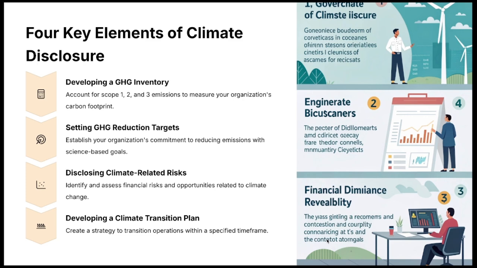Before we dive in, let's quickly walk through the 4 key elements that form the foundation of effective climate disclosures. We actually structured this presentation to cover all these 4 elements. First, we're going to start with developing a greenhouse gas inventory, which means tracking the organization's emissions across 3 scopes, which are scope 1, 2, and 3. We're going to cover what we mean by those scopes, and this can help build a comprehensive view of the organization's carbon footprint.